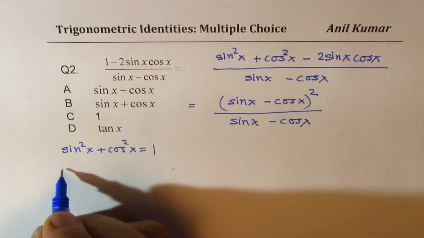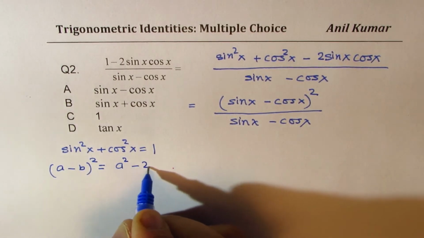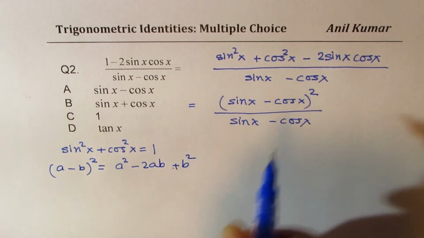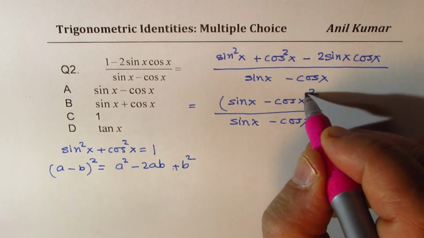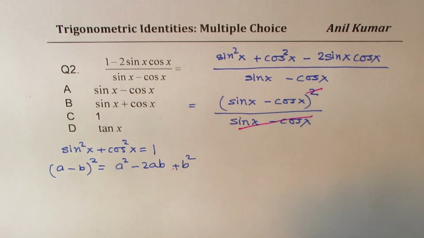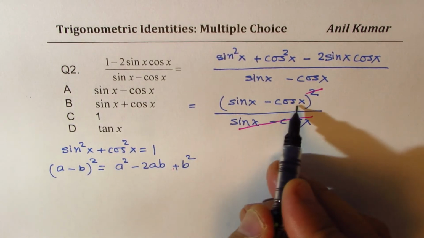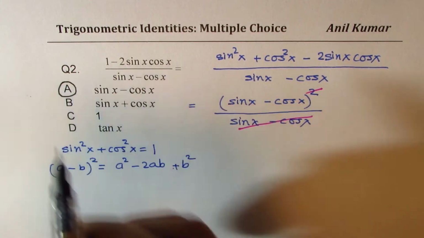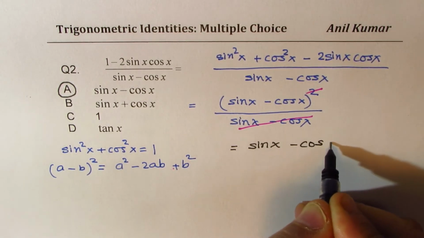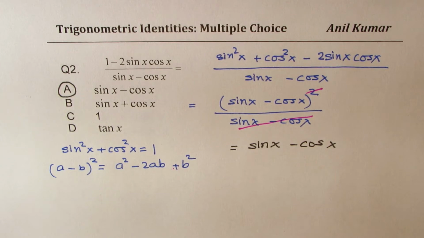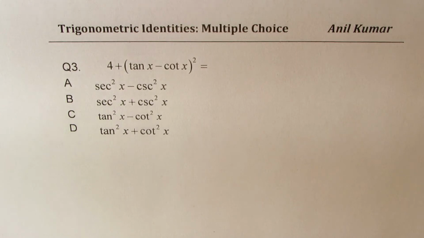So this is, a minus b whole square is what? A minus b whole square is a square minus 2ab plus b square. So that is that 2ab term, right? So that is how we get it. And now from here you could cancel the square part, the second factor, with the denominator. And what you get here is sin x minus cos x. That is option A, right? So this is equal to sin x minus cos x. Is that clear? So that is how you would actually solve such a question, right? Now let's take up the next example.